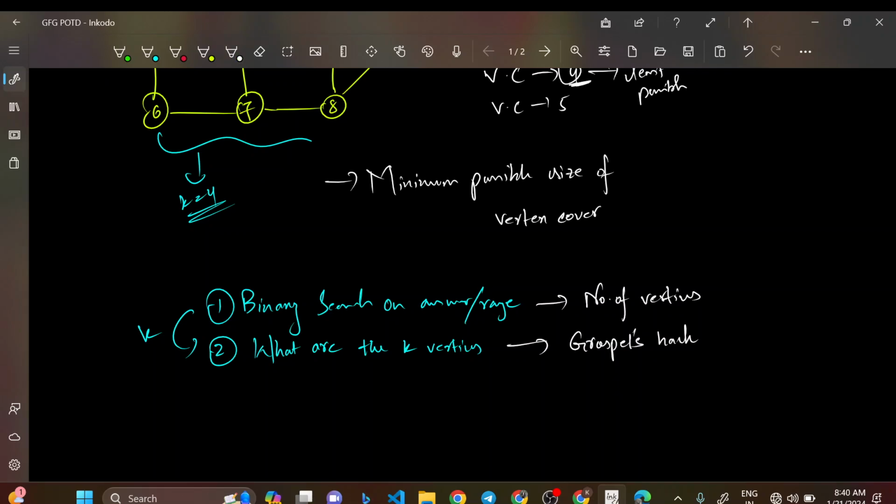I'll just remove this. I shouldn't confuse you people. So what are the k vertices? How are we going to do this? We are going to do this with bit manipulation. So how are we going to do the bit manipulation?